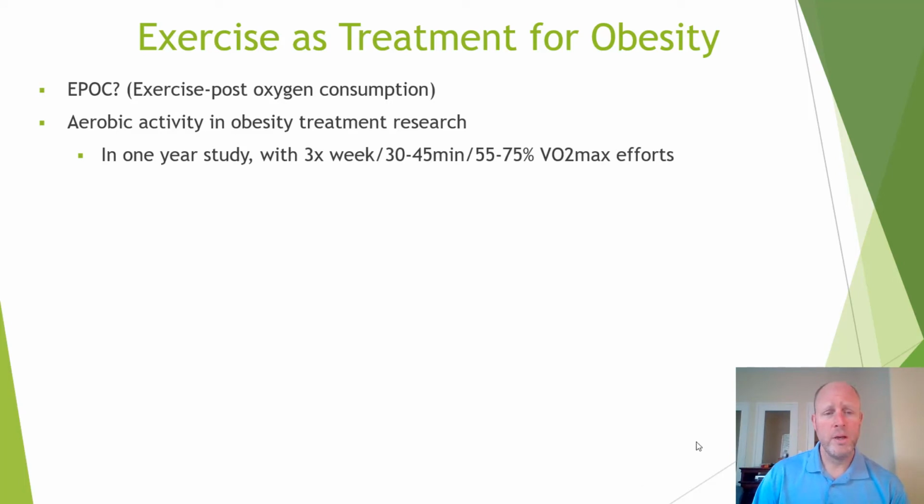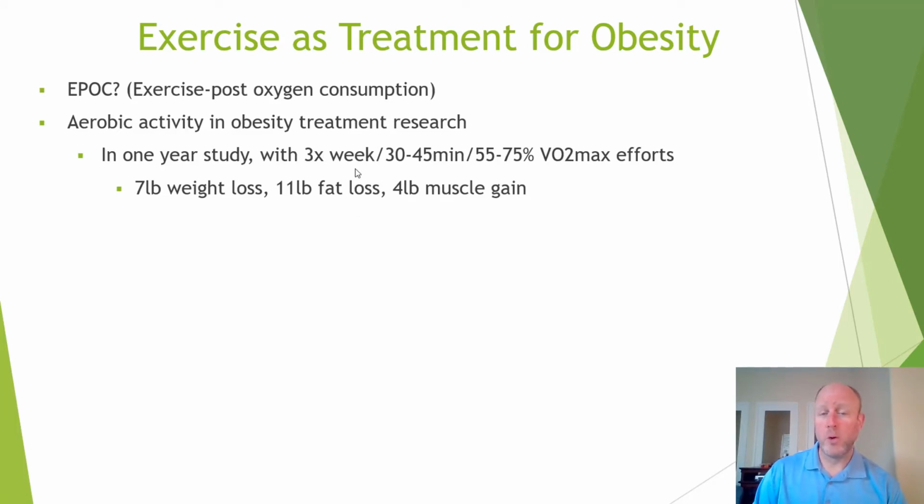In a 1-year study where people exercised 3 times a week, 30 to 45 minutes per day, at 55 to 75% VO2 max, moderate to maybe low end of high intensity, they found that people had a 7-pound weight loss, 11-pound fat loss, and 4-pound muscle gain in a year. Okay, and that's the only thing they did differently. 3 times a week, 30 to 45 minutes of exercise, at that percent VO2 max.